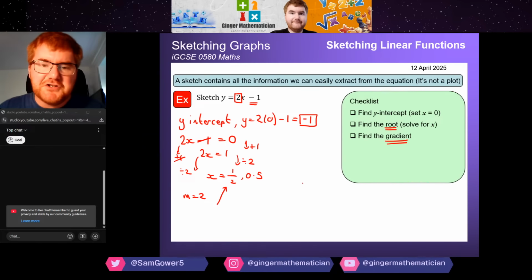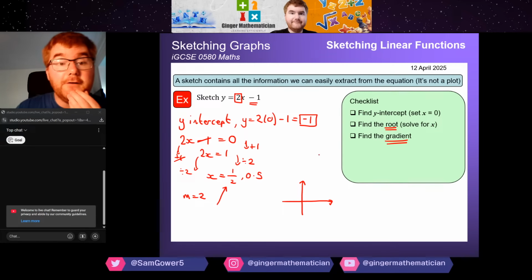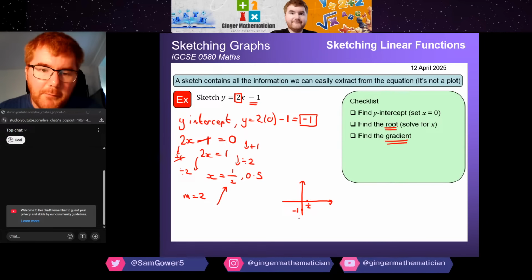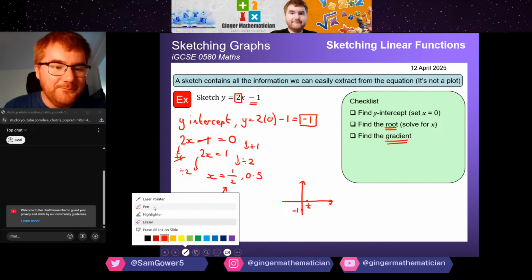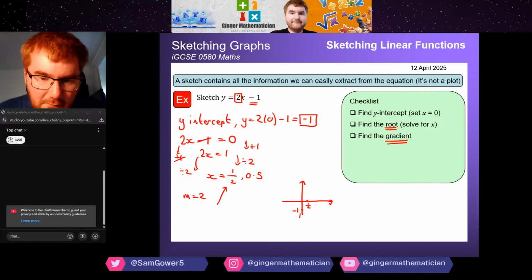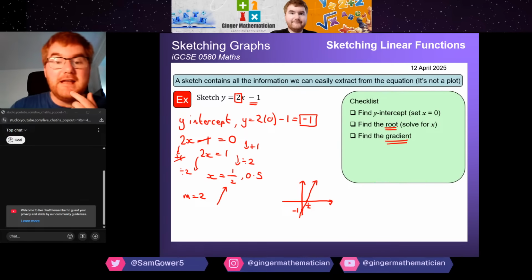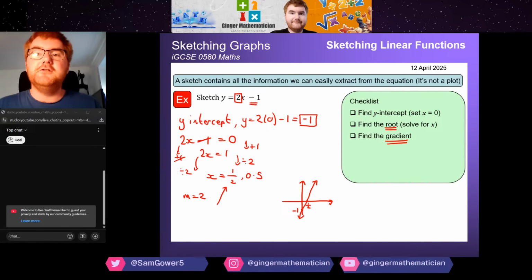So if I draw a sketch of this, bringing all the information together, again, very easy for a linear function here. We've got a y-intercept of minus 1. So I'll put that down here. We've got our x-intercept of a half or 0.5, and we're going upwards. So my sketch here, that wasn't the best start to the line. Here we go. Let's try this again. There we are. And then we just draw a line upwards. Again, in the exam, of course, you'll have a ruler to make sure that you can do this.